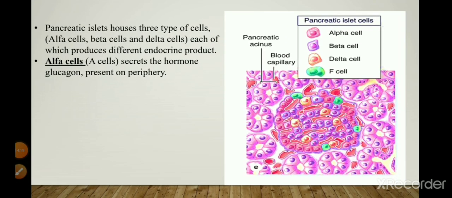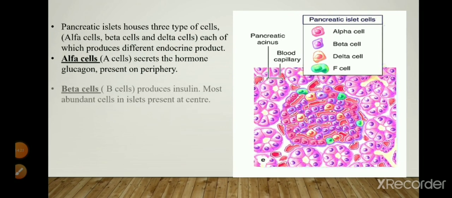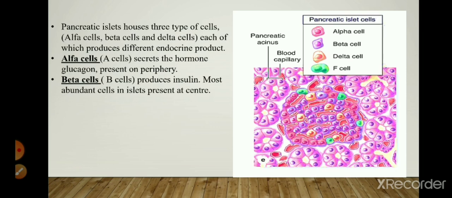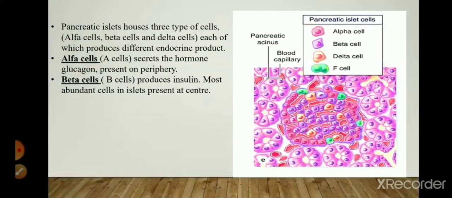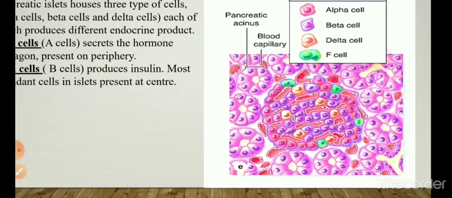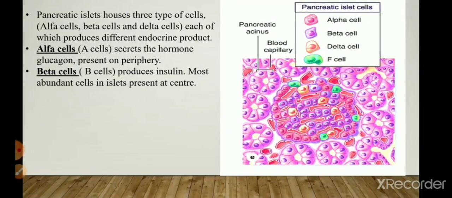Another one is beta cell, also called B cell, which produces insulin. Most abundant cells in the islet of Langerhans, and they are present at the center. They are most abundant cells and they are present in the middle region of islet of Langerhans.